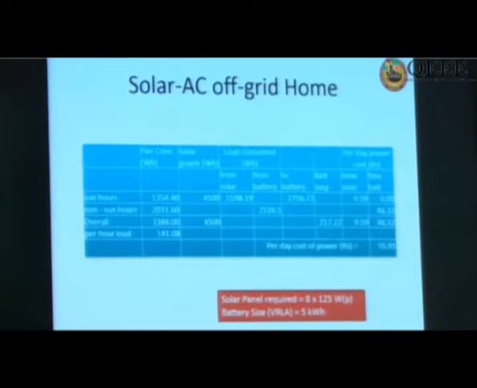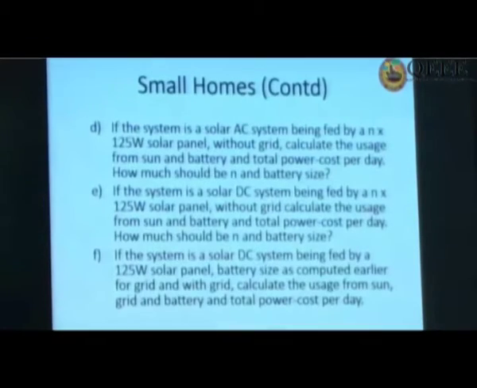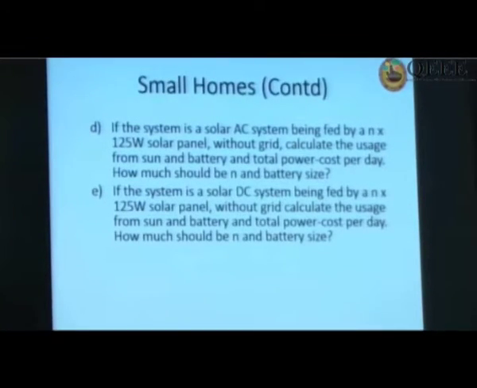And that's what the government does. It goes and puts these programs. You may say you're giving subsidy, but finally that's a cost. My question was, what if you do the DC system, solar DC system, N into 125, same thing? What happens?